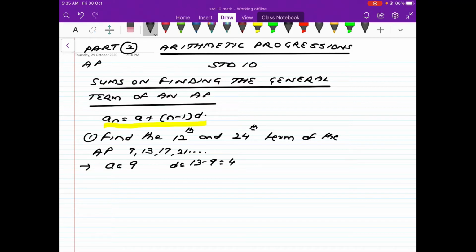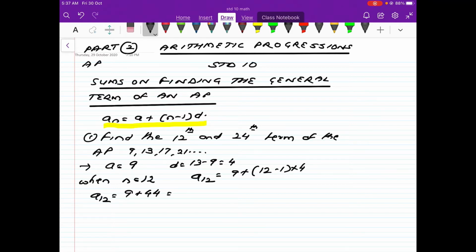So we have two pieces of data with us. We will first find the 12th term. When n = 12, a12, the 12th term, is given by a + (n − 1) d. So a12 is 9 plus 13 fours, is 52. This is 11 fours, which is 44, sorry. So 9 plus 44 means 53.